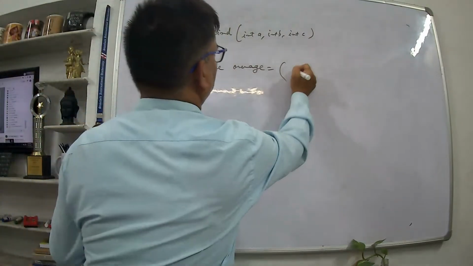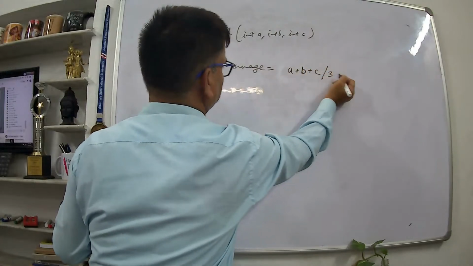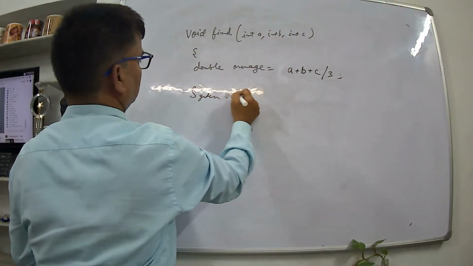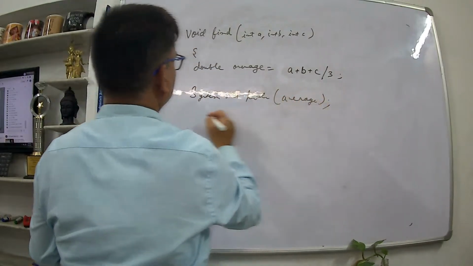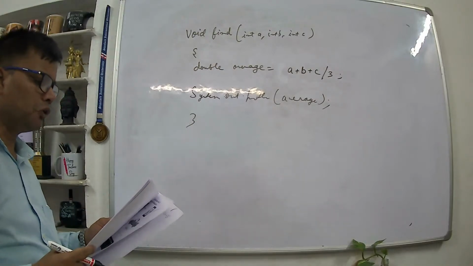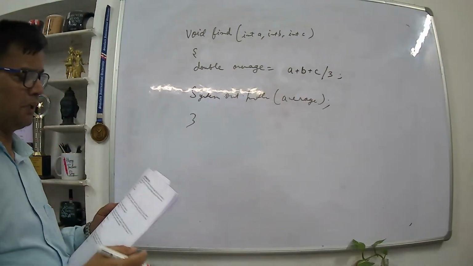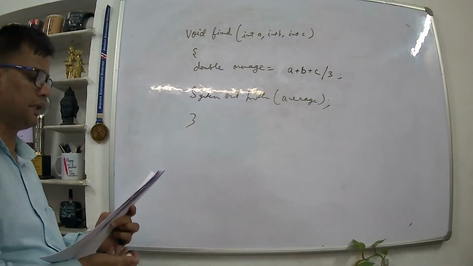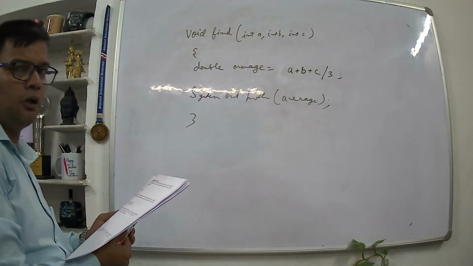Double average is equal to a plus b plus c divided by 3, and system dot out dot println average. Okay. So the question says a student executes the following code to find the average of 3 integers. He is unable to get the desired output. Identify whether it is a syntax or logical or runtime error. Also correct the code to get the desired output. So first part, whether it is a syntax error, logical error or a runtime error.